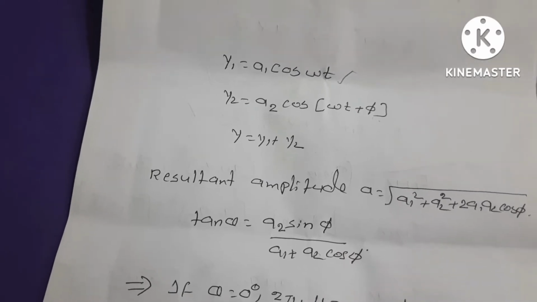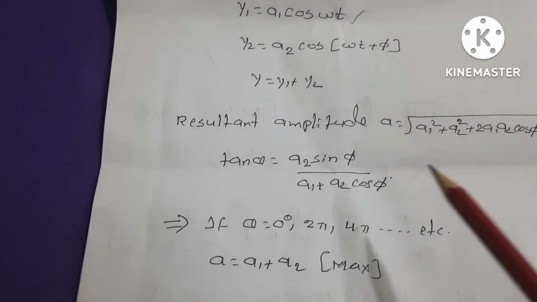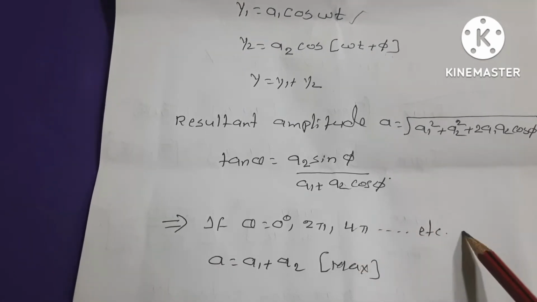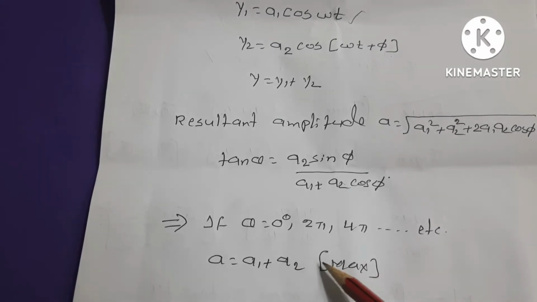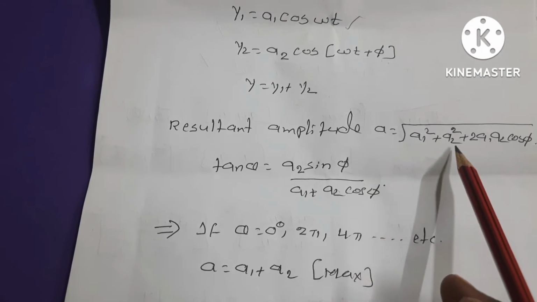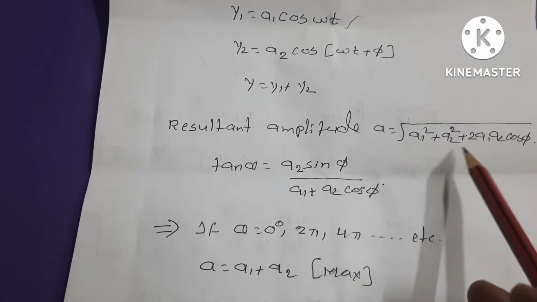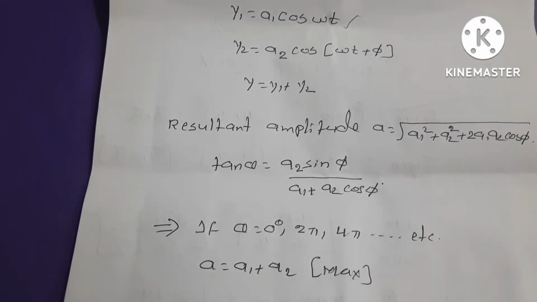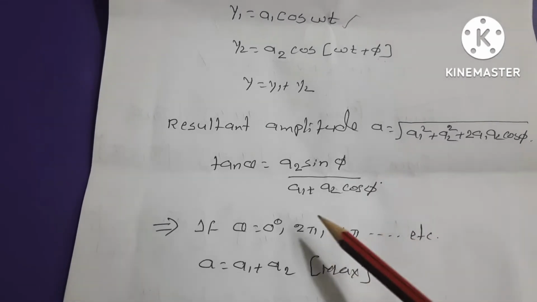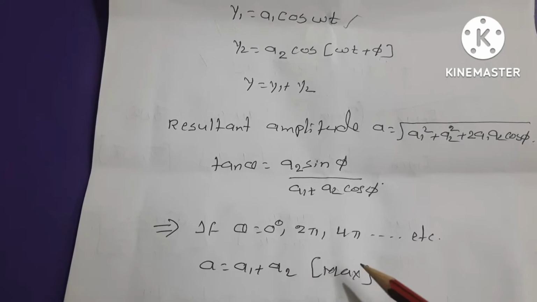See, if theta equals 0 degrees, or theta equals 2 pi, 4 pi, etc., what do we get? We get a equals a1 plus a2. Why? Cos 0 equals 1, so it is a1 square plus a2 square plus 2 a1 a2, and we can apply the a plus b whole square formula. Anyway, it is repeated in a number of chapters. Whenever the phase difference equals 0 degrees, we get the maximum amplitude, and simply a equals a1 plus a2.